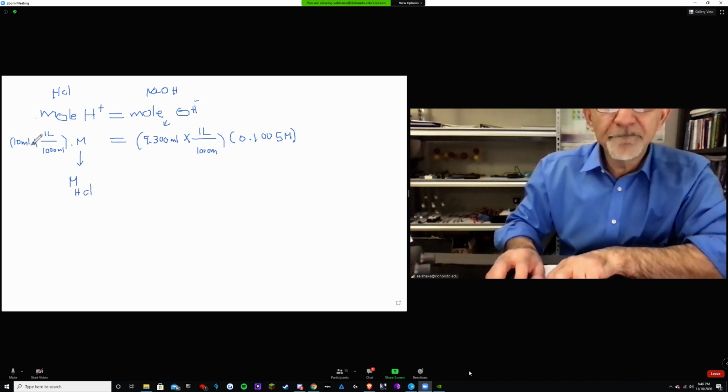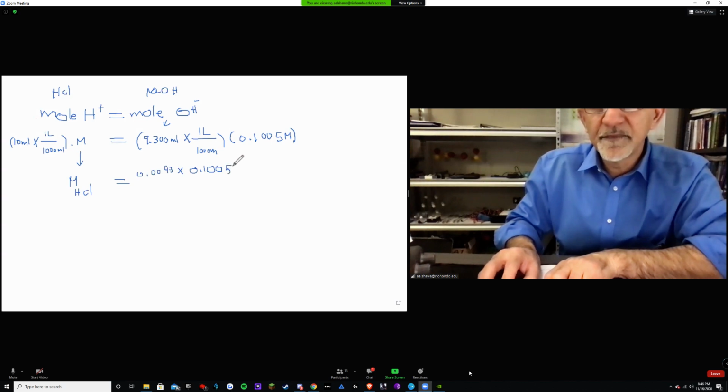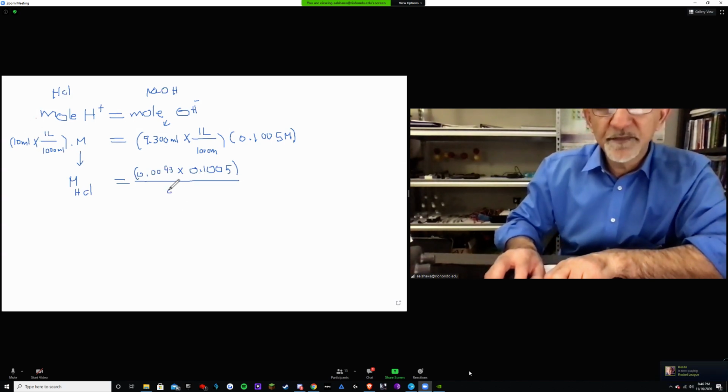So divide by that volume. What's left is, if you divide by 1,000, that gives you 0.0093 liters. Agree? Then multiply this by the molarity of the sodium hydroxide, 0.1005. All these numbers are to be divided by the volume in liters of 10 milliliters, which is 0.010.